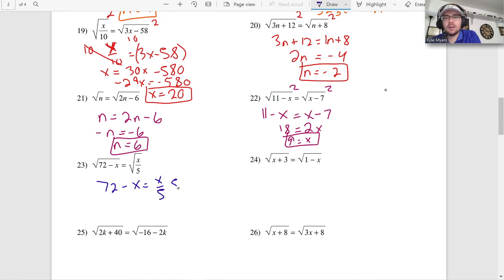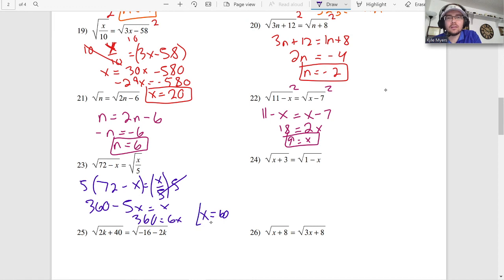Same as before. Times both sides by 5. Just like before with the other ones. 5 times 72. There is a trick to multiplying by 5s, actually. You take half of the number and then you add a 0. So half of 72 is 36. Add a 0. Pretty cool, right? That works on any number. And then we add 5x to both sides. So we get 6x. If we divide by 6, we get 10. Oh, sorry, 60. JK, LOL.